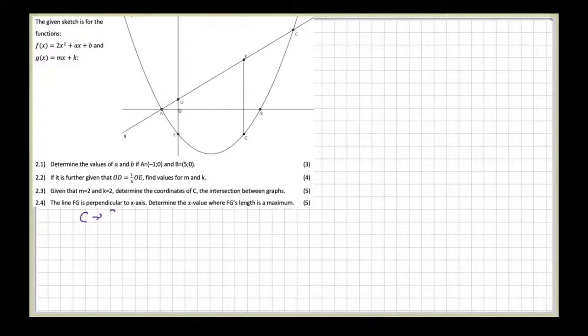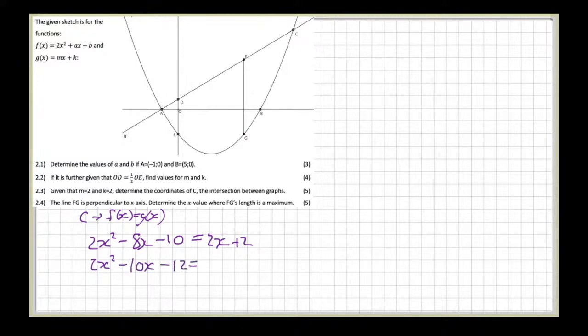So let's quickly have a look at what I'm trying to do. Point C, I want to do f(x) equal to g(x). So in other words, f of x is 2x squared minus 4x. Let me just quickly go back. Am I right? 2x squared. Oh, no, I'm not right. Minus 8x. So let me quickly correct that. Minus 10. And we put this equal to 2x plus 2. Now, if I solve this equation, it is quadratic. So I get it equal to 0. 2x squared minus 10x minus 12 equal to 0.